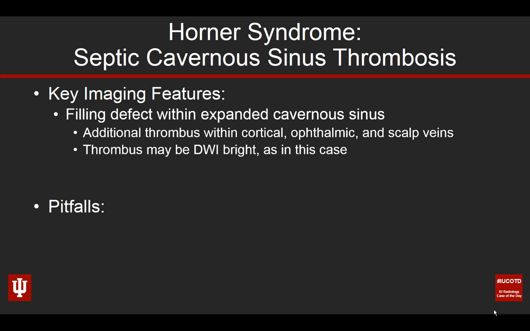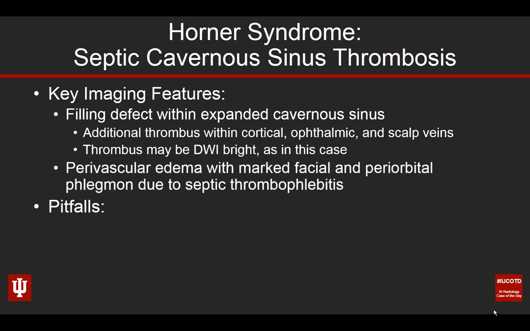Certainly that is not always the case. It's not a perfect pulse sequence, but it can be a very helpful pulse sequence from time to time for looking for thrombus. We also saw a lot of perivascular edema, and lots of facial and periorbital phlegmon, and that was all a result of this septic thrombophlebitis and facial cellulitis due to the patient's IV drug use.